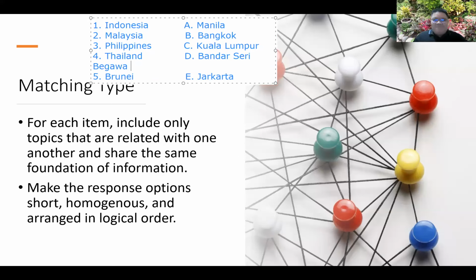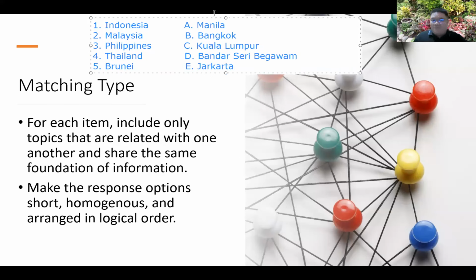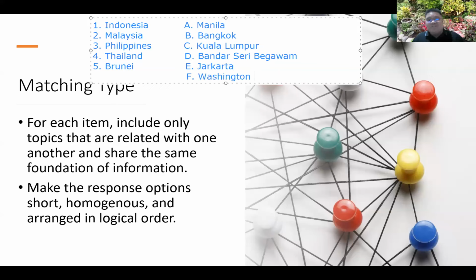Anyway, class, since we're making matching type questions, if you notice, all of the choices there are congruent. This is the point that I would like to make. You include only topics that are related to one another. For example, since I'm talking here about Southeast Asian countries, it is not wise to add Washington, because students would already have the idea that Washington is in the US. Or I cannot add Ukraine, because Ukraine is another country. So if we're talking about countries, everything in column A must be countries. Everything in column B must be all about the capital.